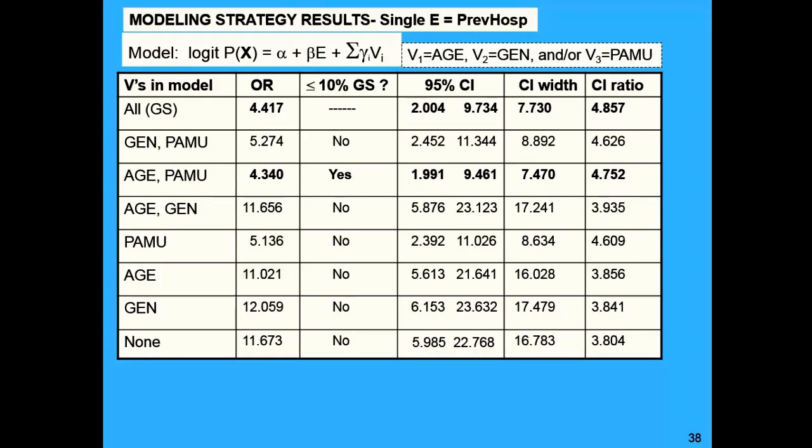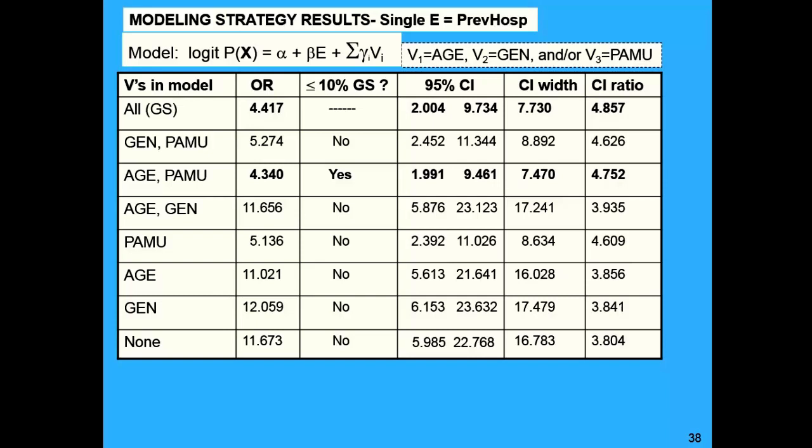And this is, we've been talking about modeling strategy, and there are basically three stages: variable specification, interaction assessment, confounding with precision, confounding essentially followed by precision. And we spent most of the time last class illustrating this strategy with this MRSA data set, where the exposure variable was previous hospitalization, the outcome was whether somebody had MRSA or not, and there were three control variables: age, gender, and PAMU.